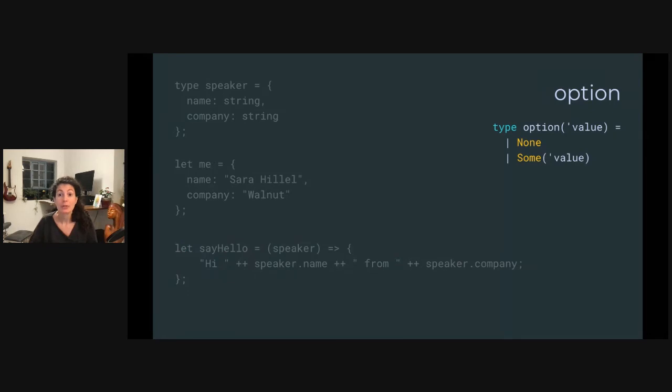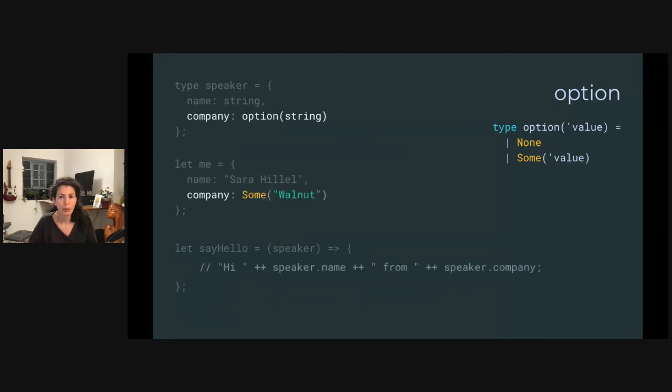In Reason, there is no null value at all. Instead, if you need to indicate that a value might or might not be available, use the option type. The option type is a variant with two constructors. None represents the absence of a value, and Some represents the presence of a value and accepts that value as an argument.